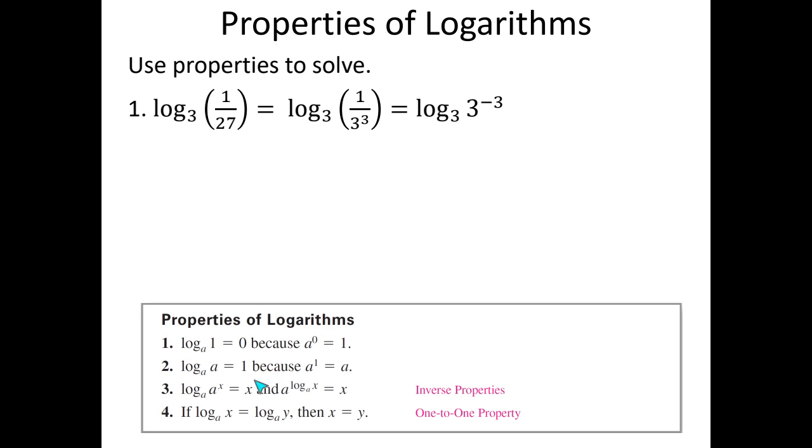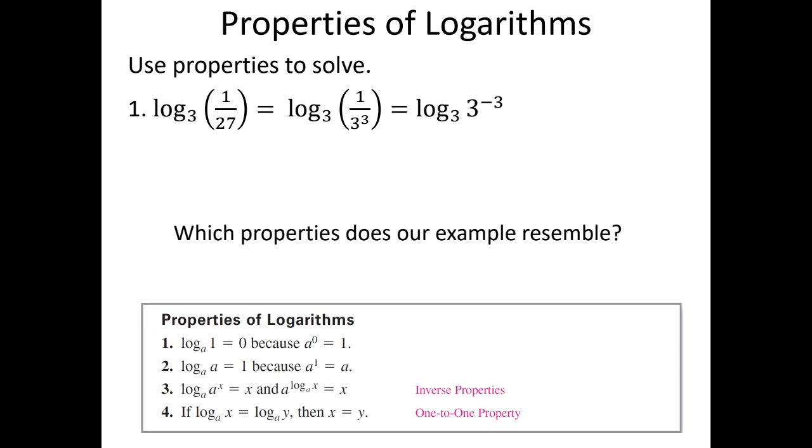And so which property could we use here? So we have a base and then a base with something raised to the x power. And so we can use this property. So my answer is just going to be that exponent, which is negative 3. Okay, so since these two bases are the same, your answer is going to be the exponent of negative 3.